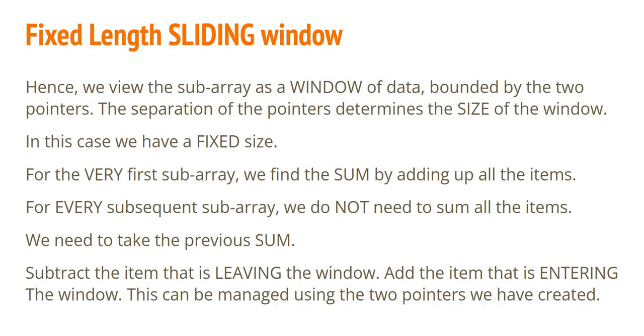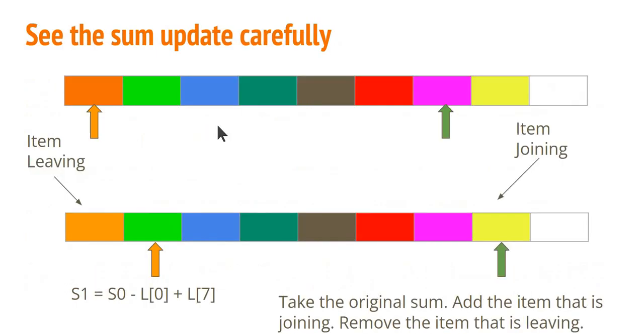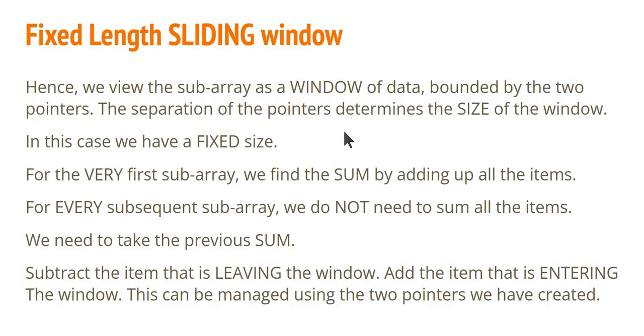So the point here is that I am going to view this subarray as a window of data bounded by these 2 pointers. The separation of the pointers determines the size of the window. So it's going to be right minus left plus 1. Again, remember, this is, for example, 0, 1, 2, 3, 4, 5, 6. So right is on 6, left is on 0. The size of the window is 7. So basically, 6 minus 0 plus 1.